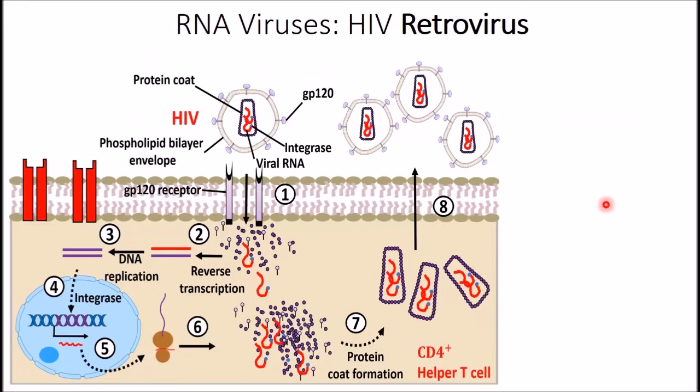So for RNA viruses, I'll give you the example of HIV, a retrovirus. It's called a retrovirus because it does reverse transcription to DNA to incorporate into the genome.